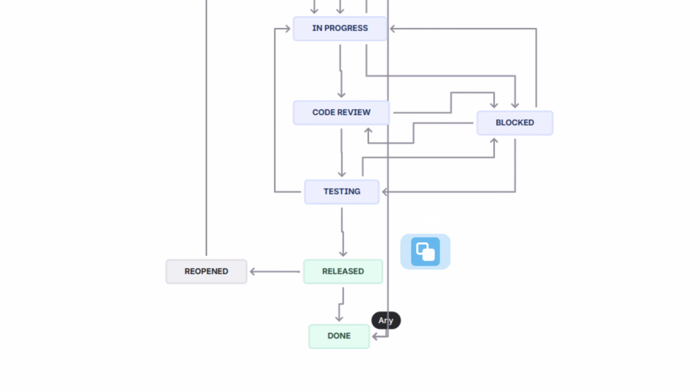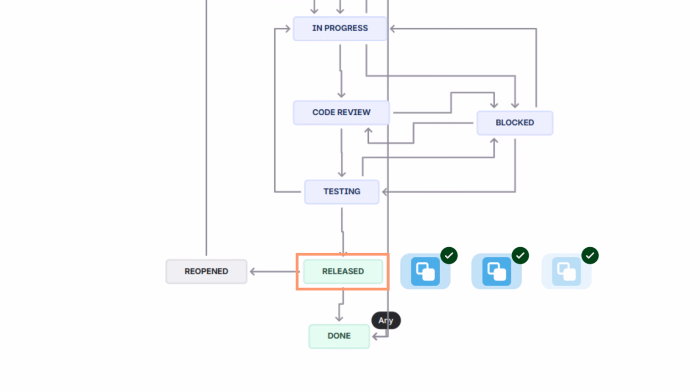The post function will trigger when moving a subtask to the released status, and will check if all subtasks for the parent issue are also released. If they are, the post function will move the parent issue to released as well.